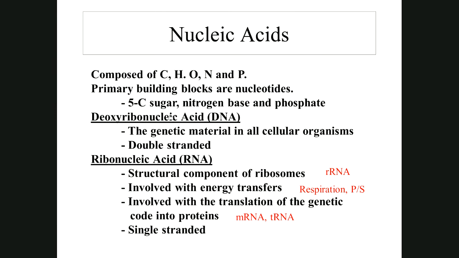Now, deoxyribonucleic acid, which is abbreviated DNA, that's the genetic material in all cellular organisms. And it is a double-stranded molecule. It has 2 strands. RNA, which is ribonucleic acid, is a structural component of ribosomes, and this is ribosomal RNA, so it's nucleic acid for ribosomes. Involved in energy transfers, which we're not going to really talk about that much, respiration and photosynthesis. Involved in translation of genetic codes into proteins, we'll look at these.